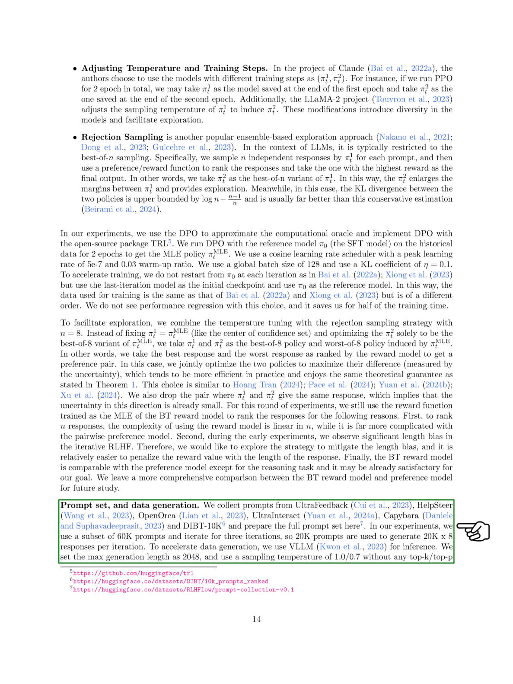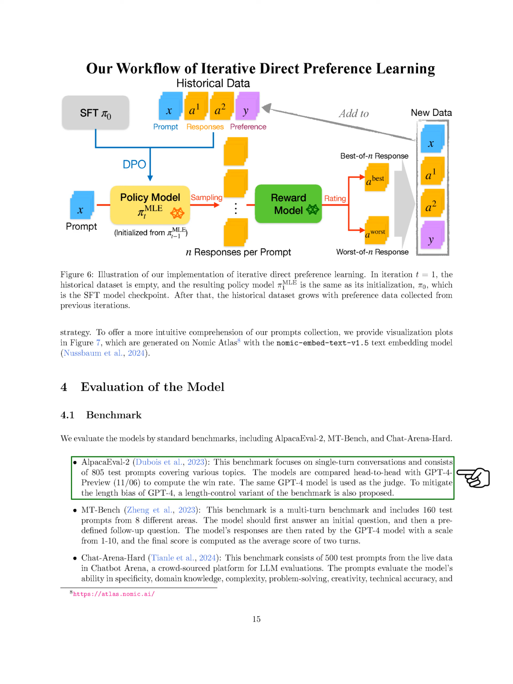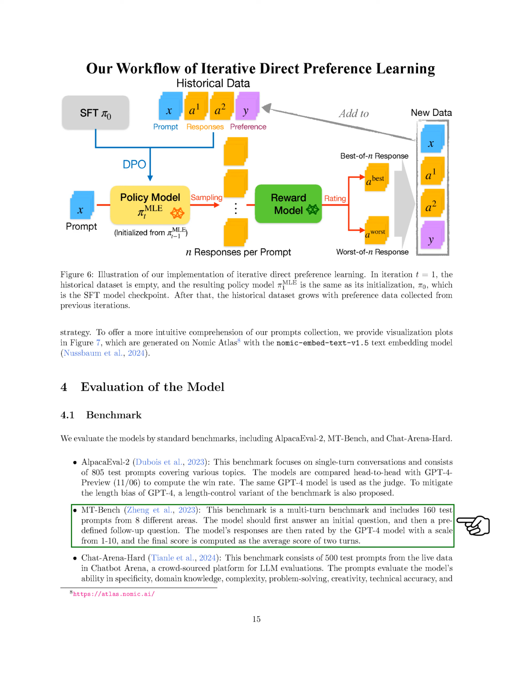Section: Benchmark. In this section, we evaluate the models using standard benchmarks like AlpacaEval 2, MT-Bench, and Chat Arena-Hard. AlpacaEval 2 focuses on single-turn conversations with 805 test prompts covering various topics. We compare our models with GPT-4 Preview to calculate the win rate. MT-Bench is a multi-turn benchmark with 160 test prompts from 8 different areas. The model needs to answer an initial question and a follow-up question, which are then rated on a scale of 1 to 10 by GPT-4.